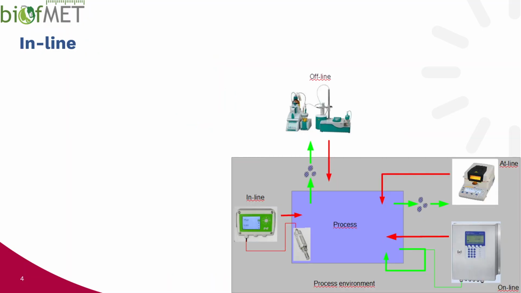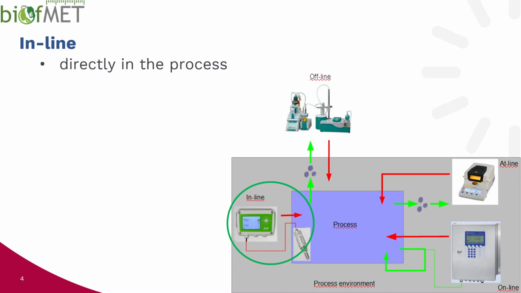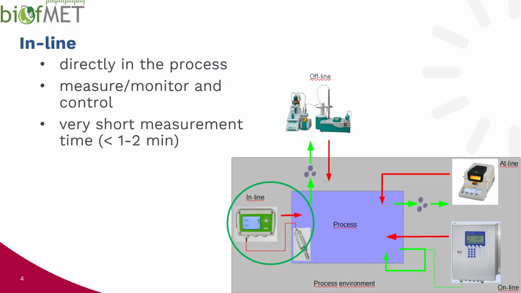First of all, the inline situation. The measuring instrument is placed directly in the process and is used to measure and control it. Usually, it involves a very short measurement time, typically lower than 1 or 2 minutes, and an inline measurement is a type of measurement that is taken within the process or system while it is still in operation, without requiring the process to be stopped or the system to be taken offline.